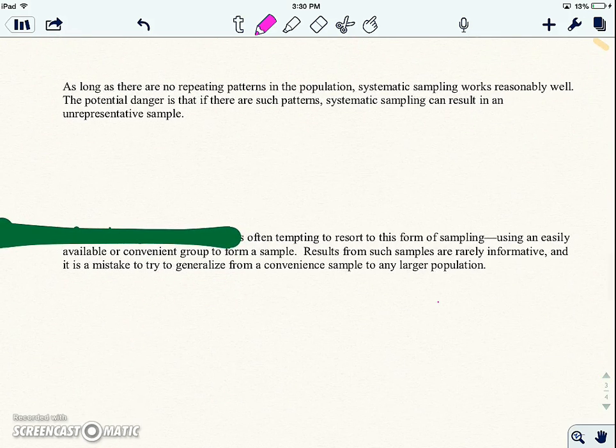All right. As long as there are no repeating patterns in the population, systematic sampling works reasonably well. The potential danger is if there are such patterns, systematic sampling can result in an unrepresentative sample. We can talk about that in class. Ask me about it.